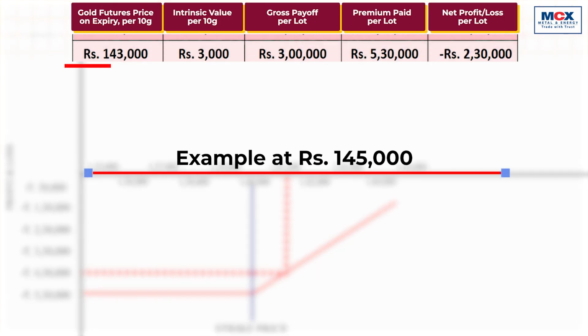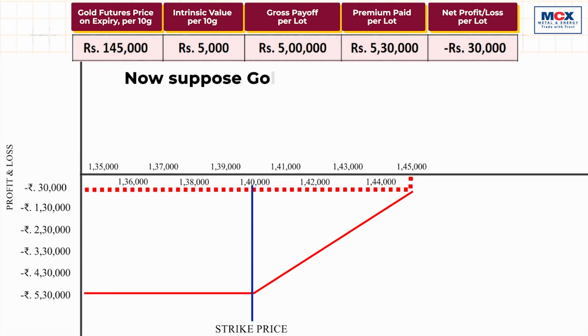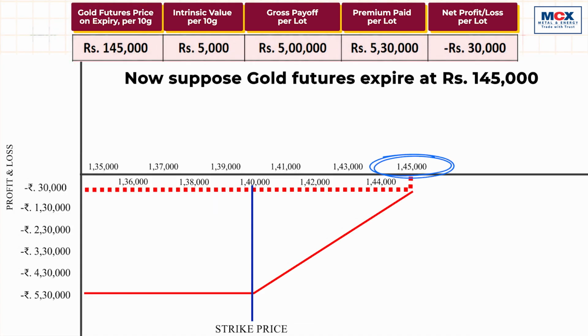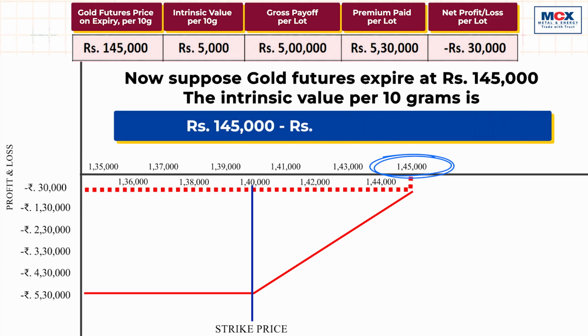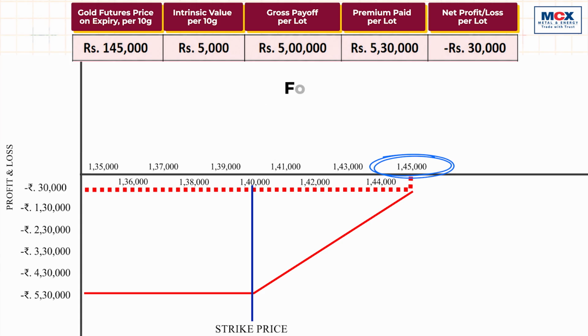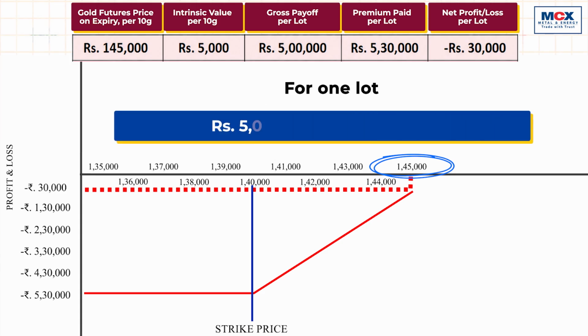Example at Rs 1,45,000. Suppose gold futures expire at Rs 1,45,000. The intrinsic value per 10 grams is Rs 1,45,000 minus Rs 1,40,000 equal to Rs 5,000. For one lot, Rs 5,000 into 100 equal to Rs 5 lakh.